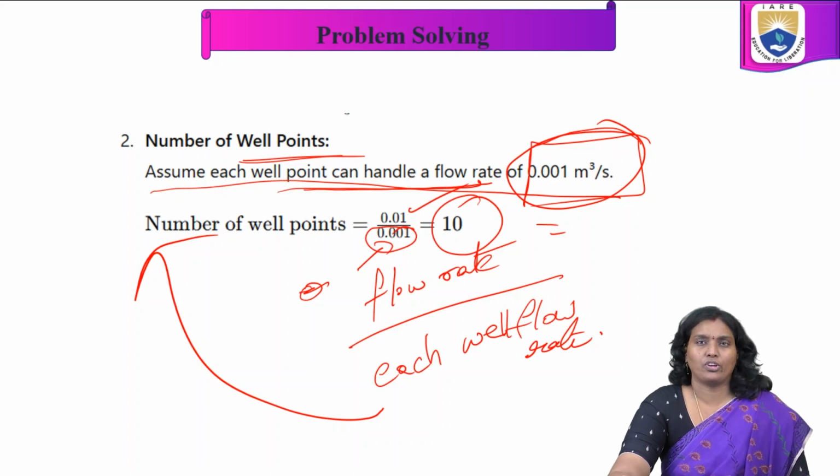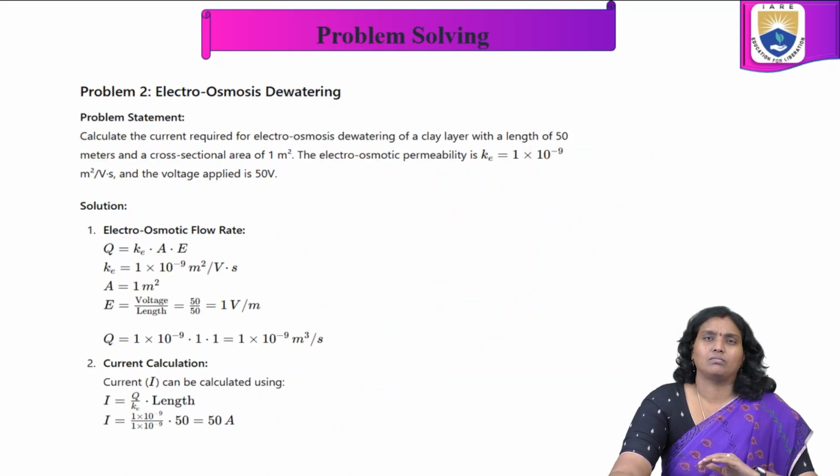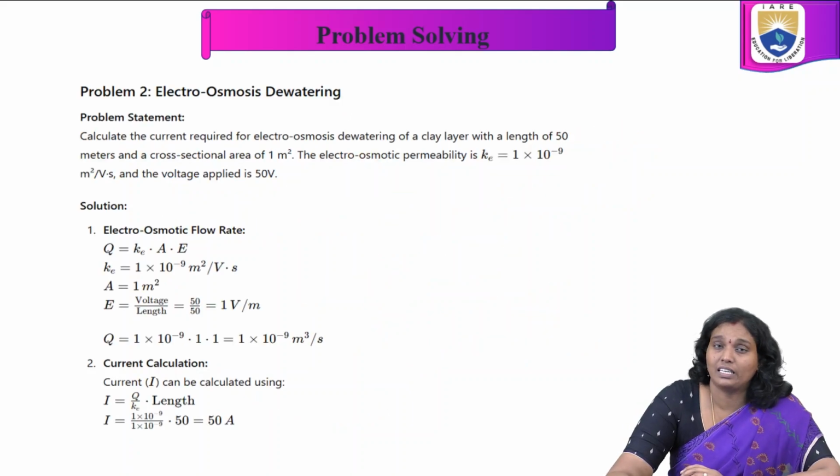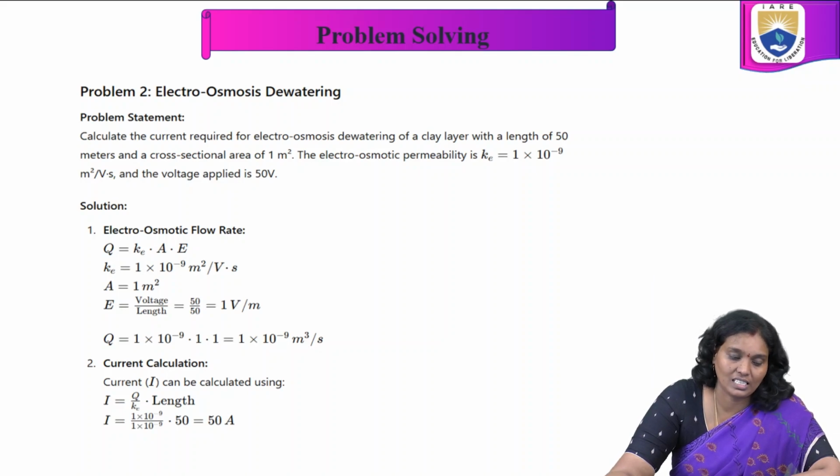Like this, we are going to understand the different techniques and terminology, and how we are going to solve the problems as per hydraulic ground modifications, using this dewatering technique, this well point technique. That is the process according to the problem statement.